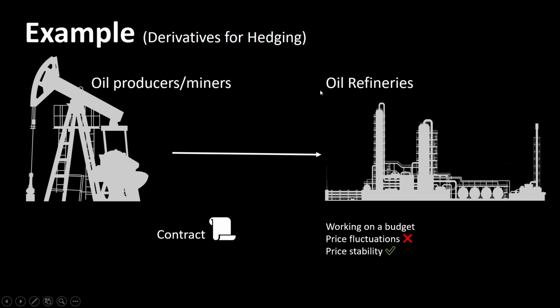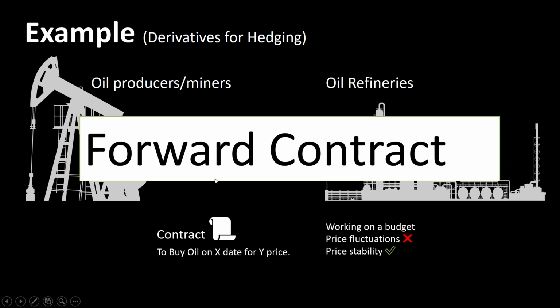So since they're working on a budget, they're going to approach the oil producers and say they want to buy a certain amount of oil on this date for this price, the current price now. This contract for buying something at a later date is called a forward contract. Yep, and just like that, we have a derivative of price. This is how derivatives of price came to be, the forward contracts. These are like the first ones. Yeah, let's move on. Futures contracts.